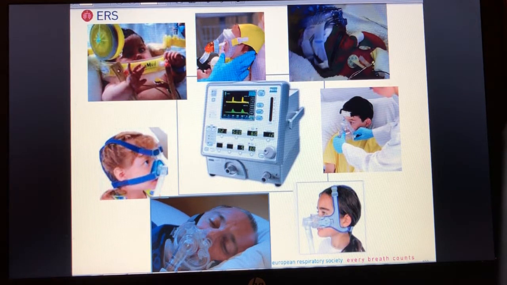Here are some of the different types of interfaces that are available to deliver CPAP to patients. In the top left-hand corner is a typical example of a helmet. One of the great advantages of using a helmet is that it doesn't matter if you have an unusually shaped head or face or craniofacial abnormalities, you can deliver PEEP or CPAP through this contraption. And potentially it could be relatively well tolerated.